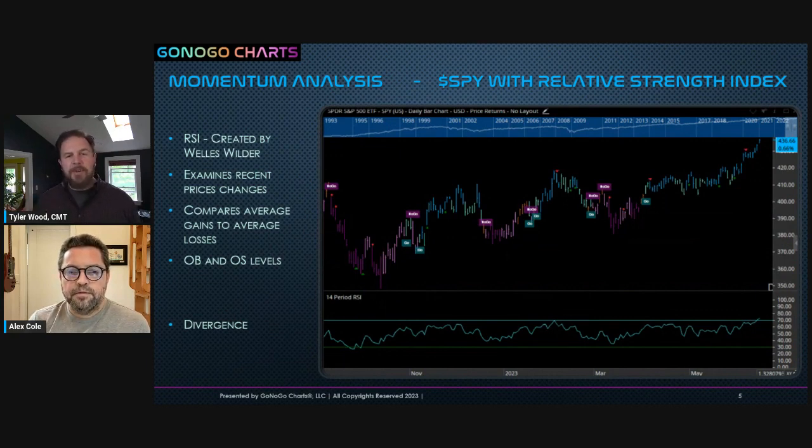Now, it's going to help us predict, right, a leading indicator showing us areas of exhaustion or expansion in the price action, right? We're going to use that interplay. There's an important concept of divergence that Alex is going to talk about in more depth with our next indicator.